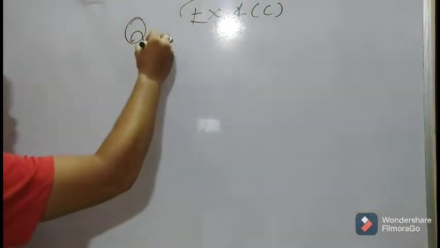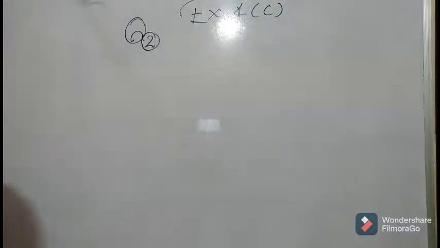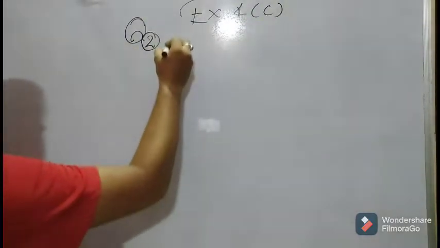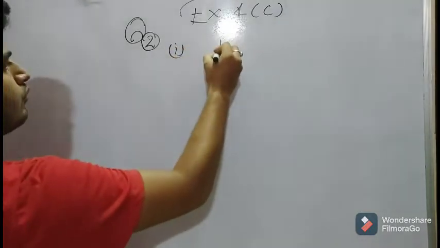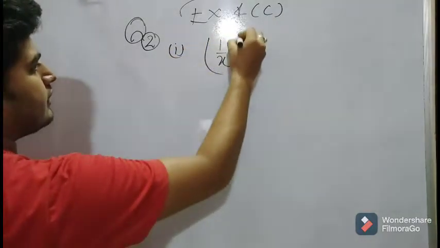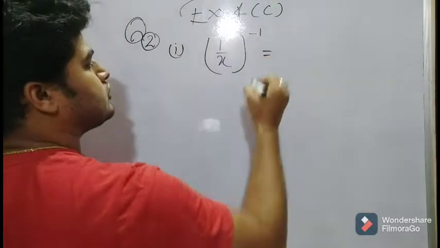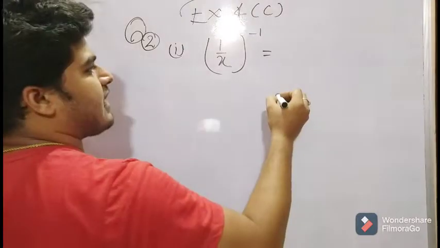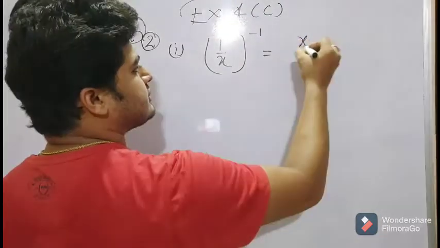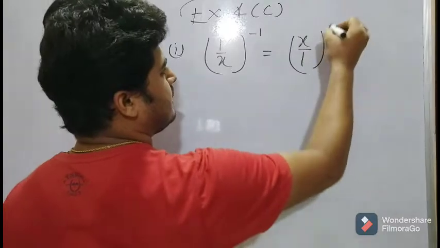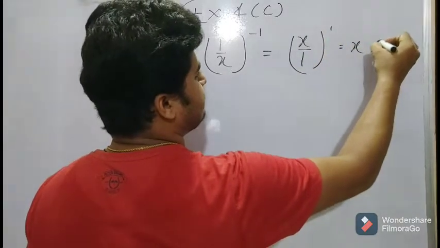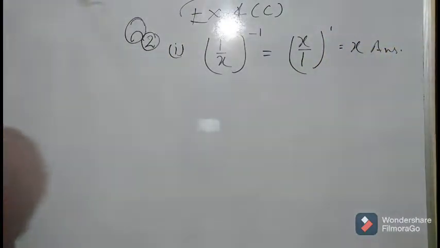Let's see question number 2. Question number 2 is saying, find the value of. Like in the first part it is saying 1 upon x raised to the power minus 1. So the fraction will be reversed. So it will become x upon 1 to the power 1. That is, x will be the answer.